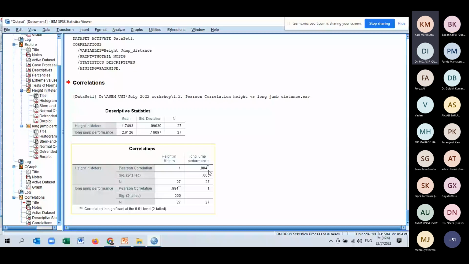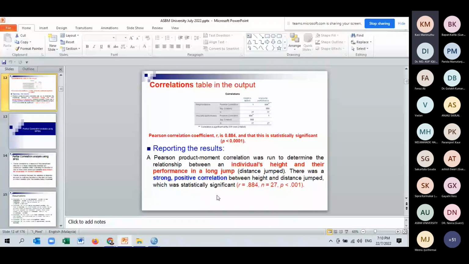So in simple layman language, you can write your result section. I have given you how to write it in the result section. A product moment Pearson correlation was conducted to determine the relationship between the height of the candidate and long jump performance, the distance they jumped. The results revealed that there was a strong positive linear correlation between the height of the candidate and the distance they jumped, statistically significant.